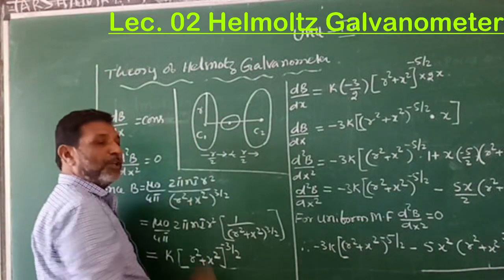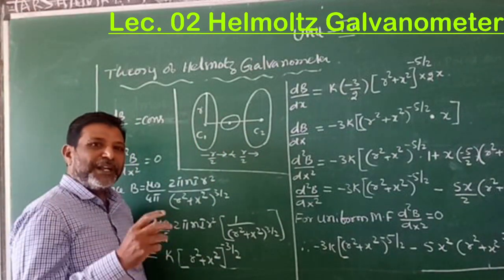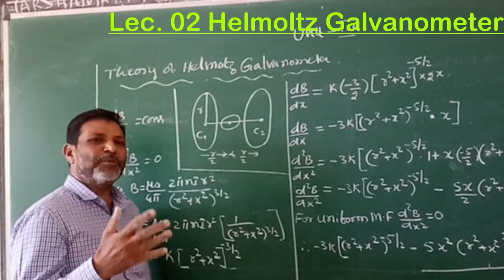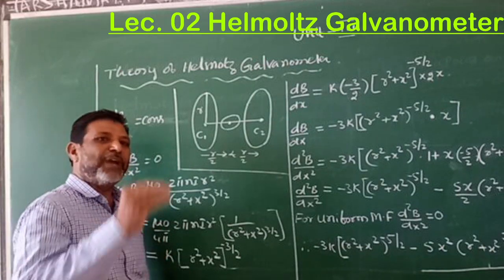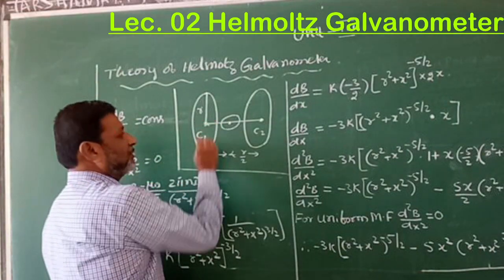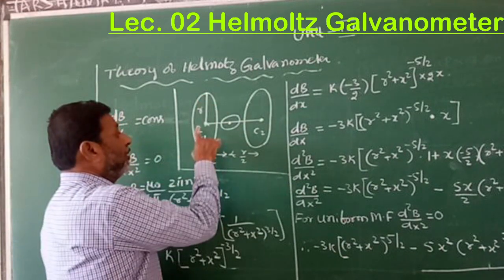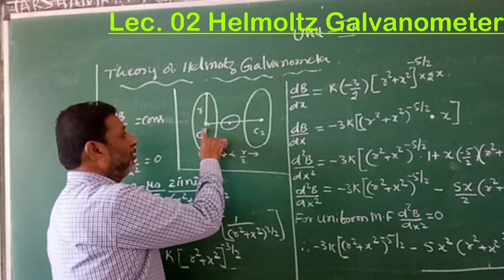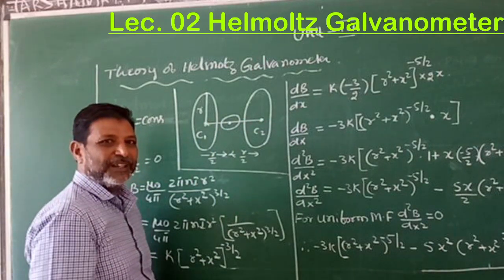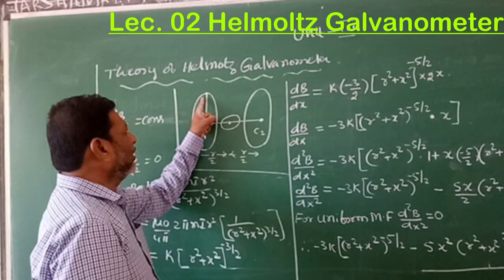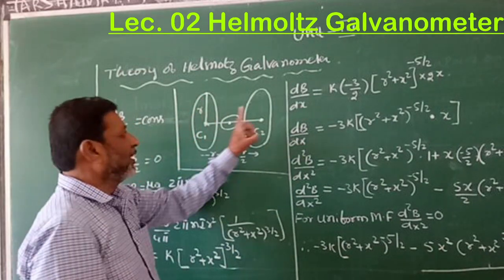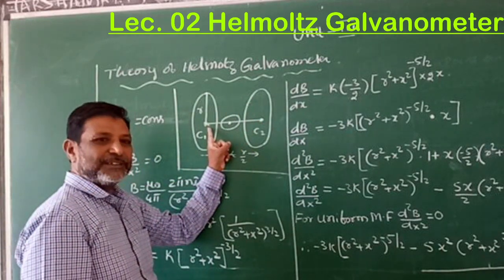Now, according to Biot-Savart law, the magnetic field is inversely proportional to the distance. Inversely proportional means that if the distance is less, the magnetic field will be more. Let us consider this point, the center of the first coil. Field due to C1 is more, whereas field due to C2 is less, because this point is nearer to C1. Therefore the field due to C1 at this point is more, whereas the field due to C2 here is less.